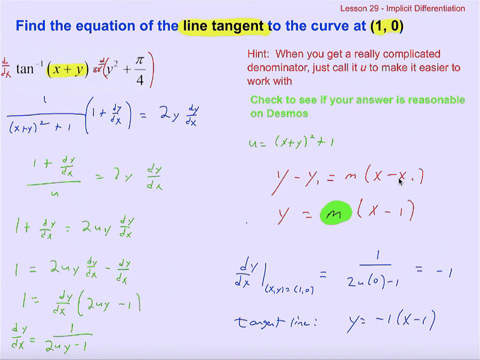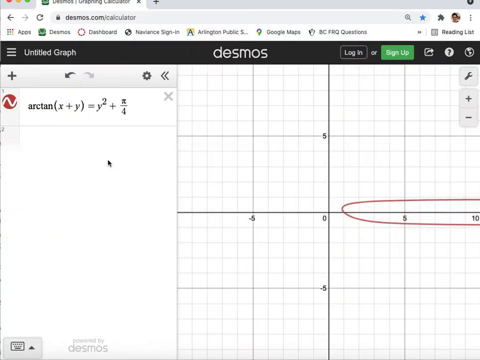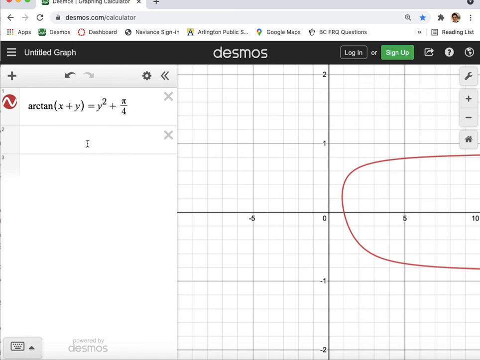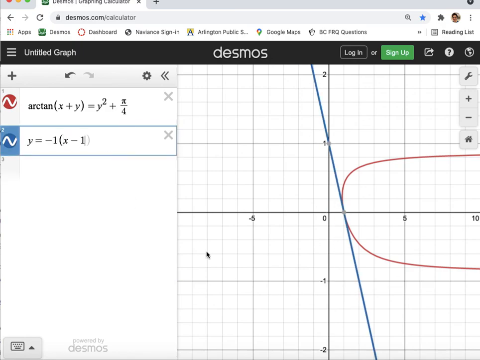And we can verify that on Desmos by graphing the line. Zoom in a little bit here. Graphing the line, y equals negative 1 times x minus 1. And that certainly appears to be tangent at the coordinate (1, 0), just like we wanted it.